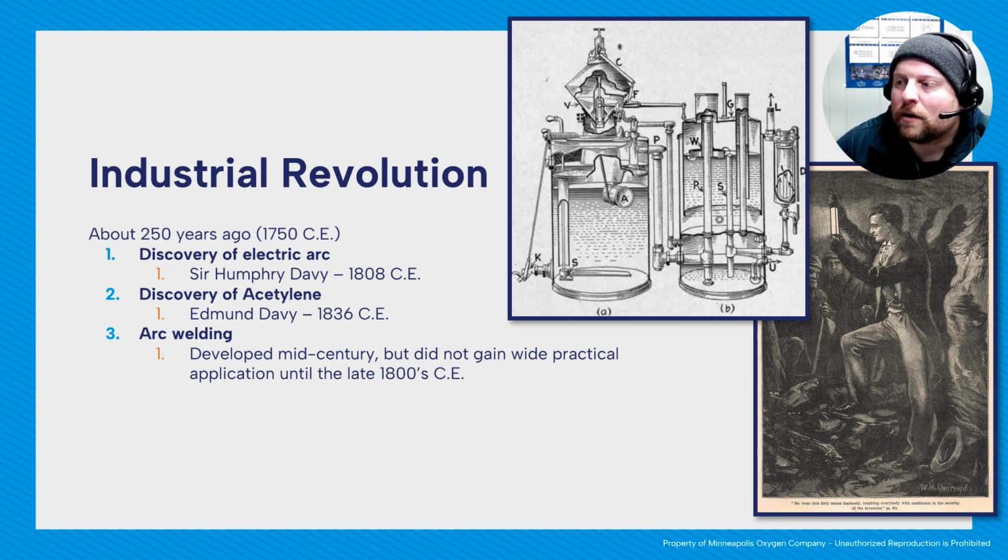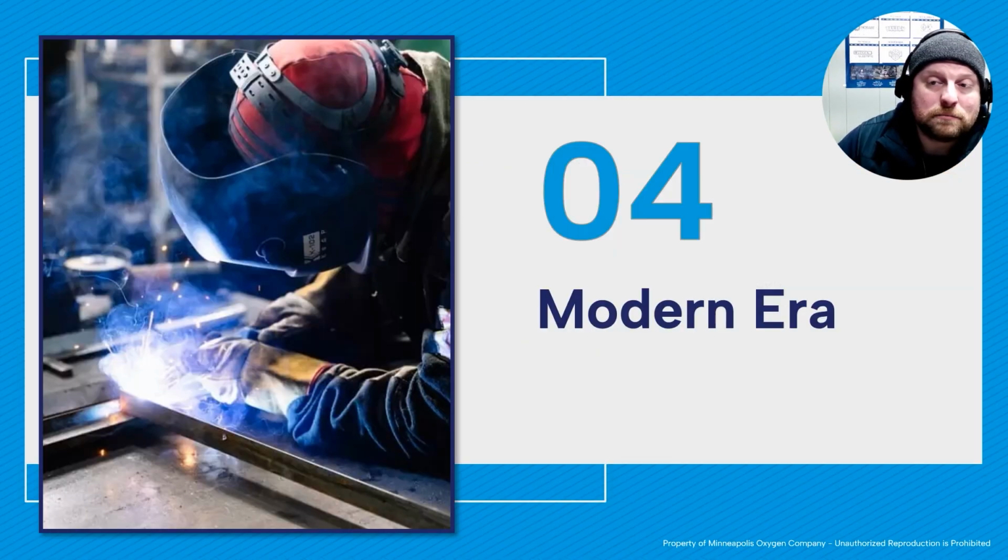Another thing Edmund did was come up with, or at least refine, the idea of using sacrificial anodes, like zinc anodes, to help prevent corrosion, specifically galvanic corrosion. Corrosion is something that is crazy fascinating that we'll also be talking about later. Arc welding was starting to get established then, developed in the mid-century, but did not gain wide application until the late 1800s, and that brings us to the modern era.